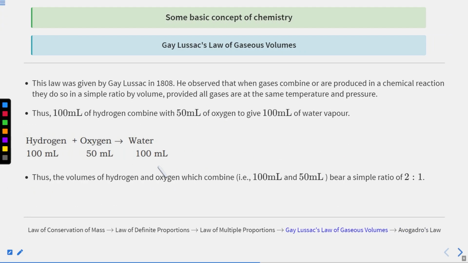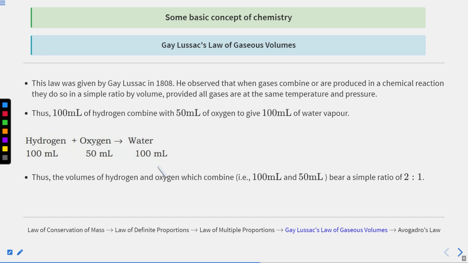Now next is Gay-Lussac's law of gaseous volume. What does this law say? This law says that suppose we are combining two gases to form another molecule. So we can again take the common example of water. We know that the constituents are hydrogen and oxygen and they both are gaseous in nature. Suppose that we are doing this reaction such that the product that we are getting, that is water, is present in gaseous state, right?